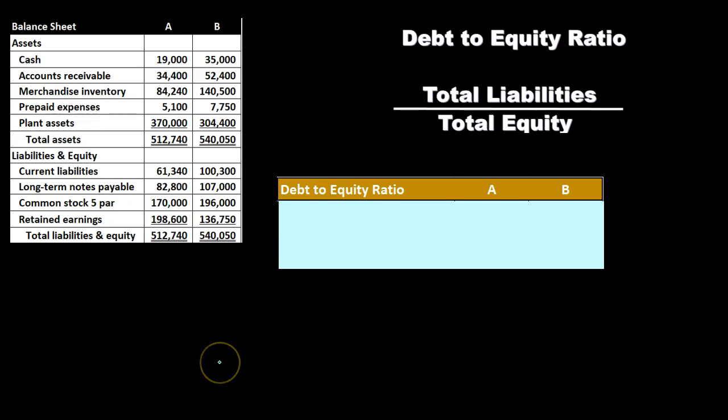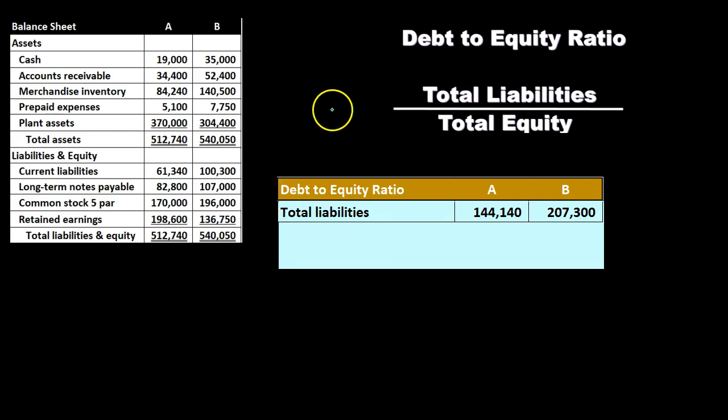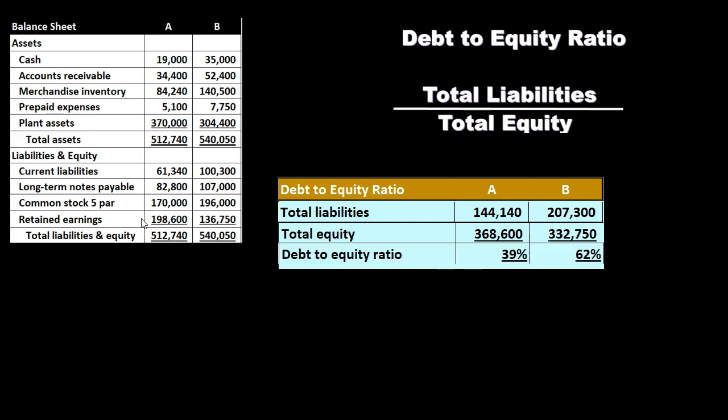Let's take a look at an example. We have the debt to equity. We're going to take the total liabilities. So the total liabilities is going to be the top line. And once again, we're going to add up the liabilities. I won't do it again, but it's going to be the 61,340 and the 82,800 total liabilities, both current and long term. And we're going to be comparing that to the total equity. I won't add it up once again, but it's the 170,000 plus the 198,600. And then we'll divide those two out.